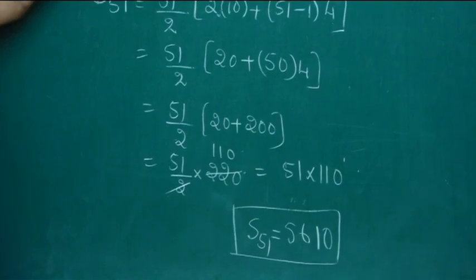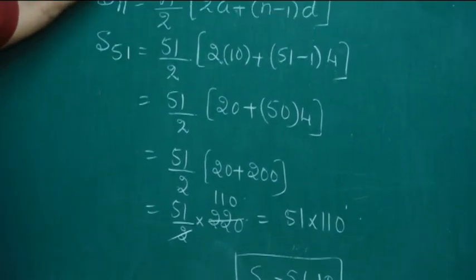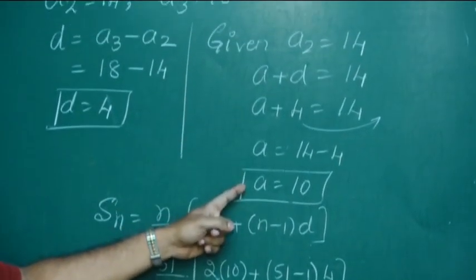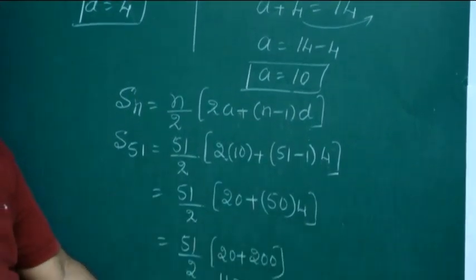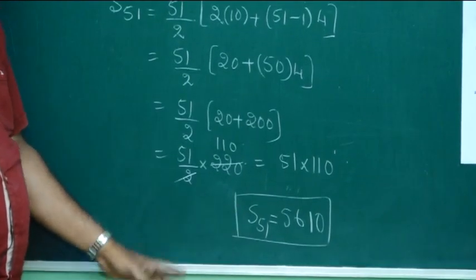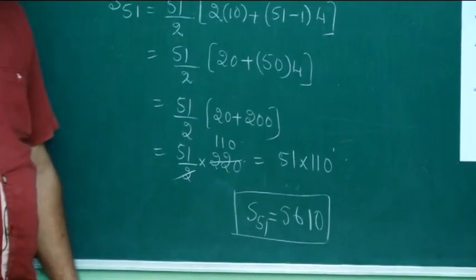The difference of two consecutive terms. Then we took any one of the given nth terms, I calculated A, then I went to find the sum to n terms. So I got the answer as 5610. So this is the solution for your 8th question.